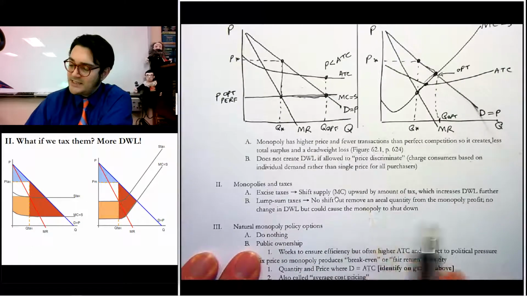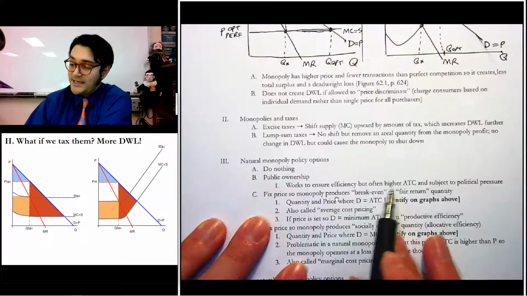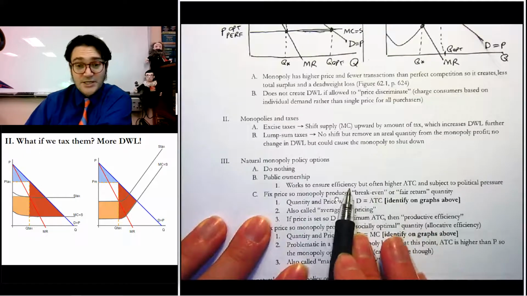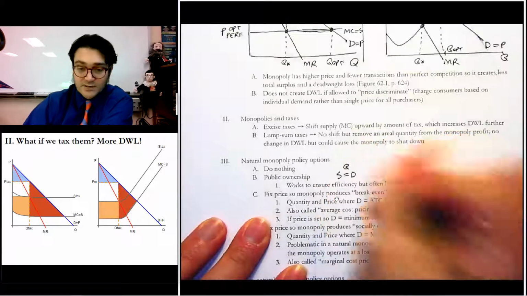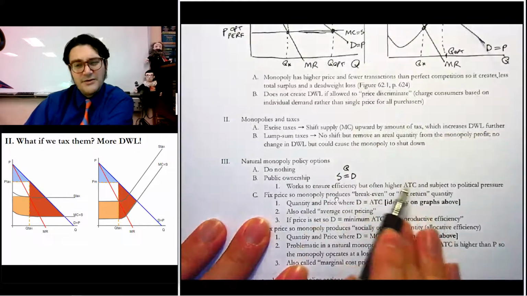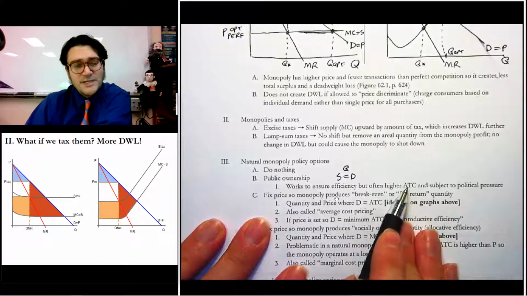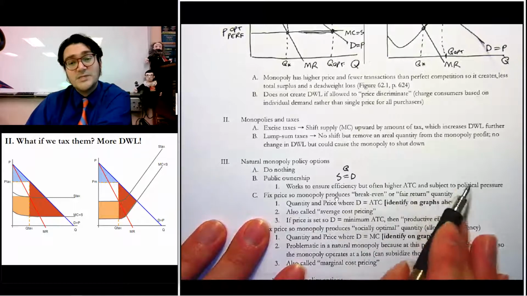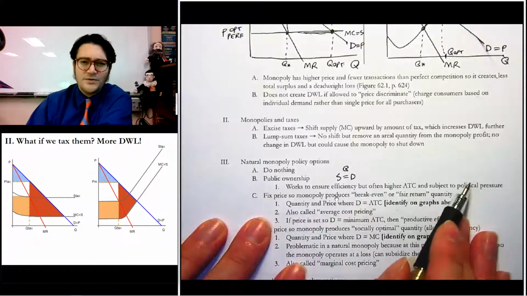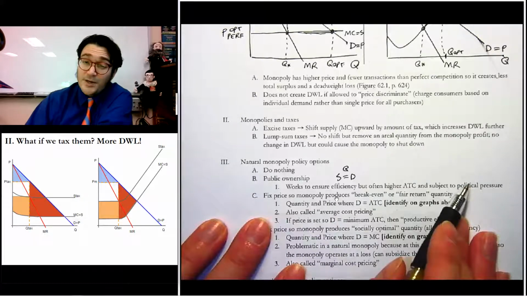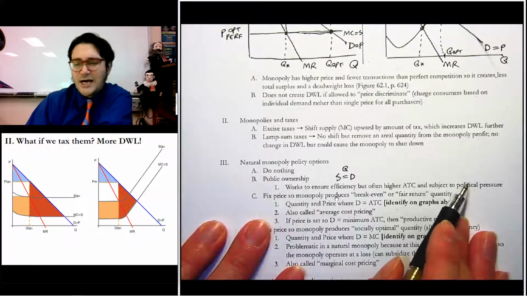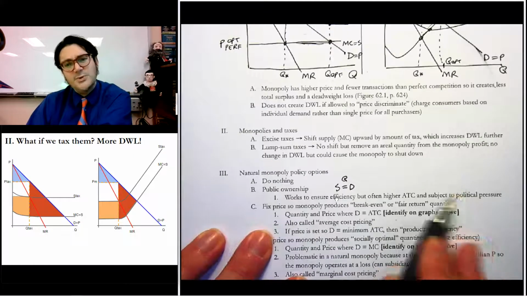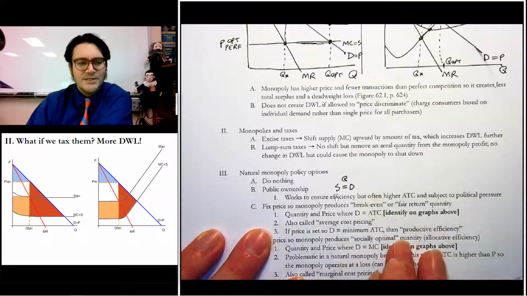You'd have more efficiency. You'd be at that quantity where supply equals demand. But often there's higher ATCs in some cases, not always, right? And sometimes it's subject to political pressure. If your city government runs the water company, maybe the mayor's brother gets a job at the water company. He might not be the best guy for the job, but he's the mayor's brother. So sometimes we worry about that with public ownership as well.